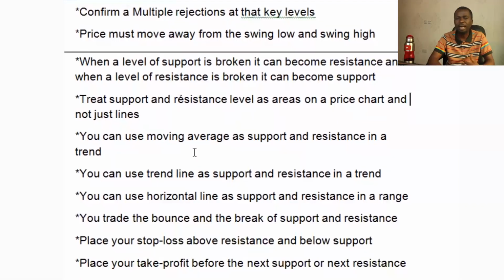So after that, we now look at the moving average. So you can use the moving average as support and resistance in a trend. So you can use the moving average as what? As a dynamic support and resistance level during a trending market. You can use it during an uptrend as what? A support level. You can use it during a downtrend as a resistance level. So the moving average can be used as a dynamic support and resistance level.